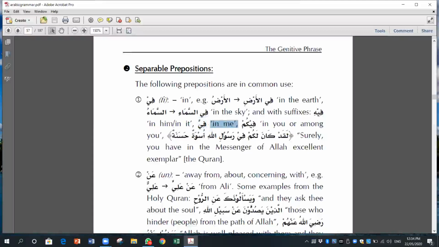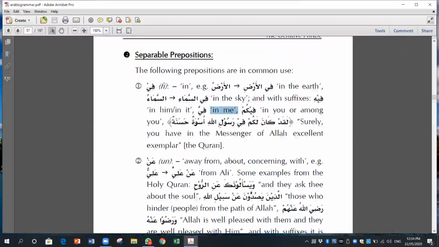There is a verse in the Holy Quran: لَقَدْ كَانَ لَكُمْ فِي رَسُولِ اللَّهِ أُسْوَةٌ حَسَنَةٌ. Indeed, in the messenger of Allah, فِي رَسُولِ اللَّهِ, you have an excellent example.